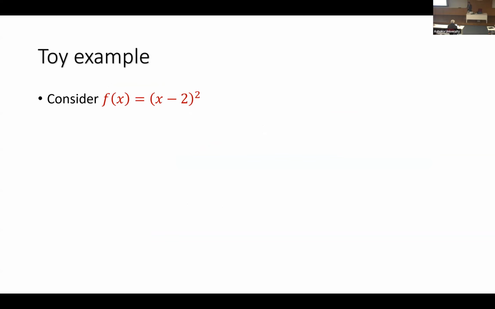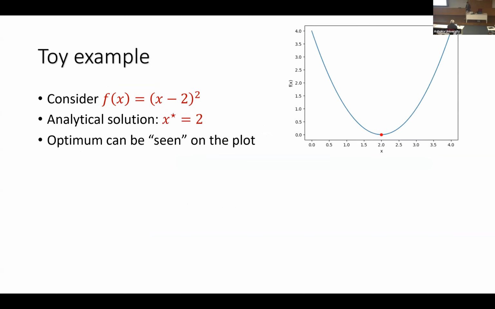So just to start with a very simple toy example, x minus 2 square, we already know that the solution is 2. And if you plot it, then you can also see it, right? By plotting this kind of function, you can see the optimum. In practice, we obviously cannot use this method, which we cannot plot and then look at the optimum.